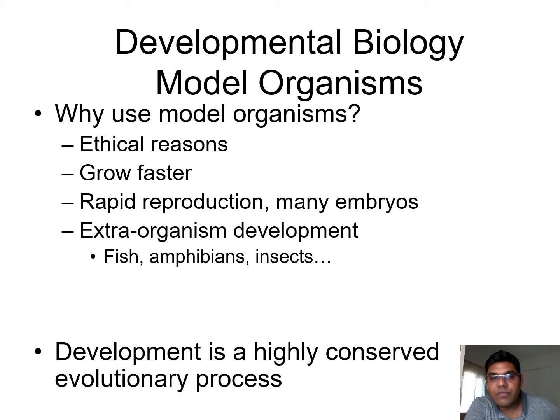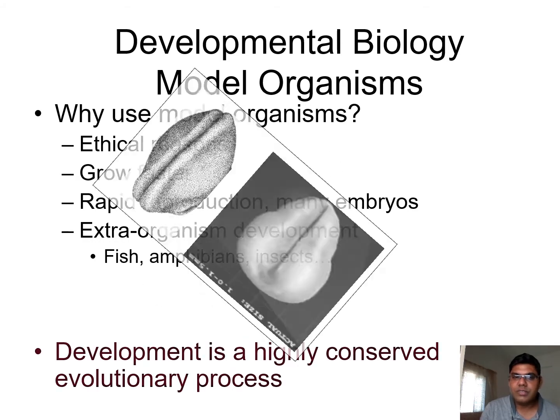So these thousands of embryos can be used, so the experiments can be repeated in order to get the desired results. These embryos can be utilized in the proper manner to get the picture of the development which the scientists wanted to study. There may be other organisms which can also be used as model systems, such as fish, amphibians, and insects, because people believe that development is a highly conserved process and an evolutionary process.